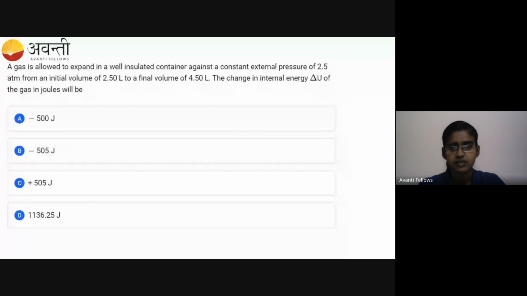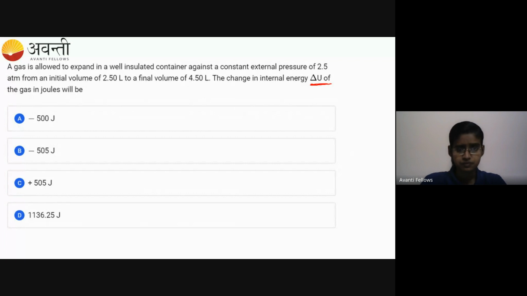A gas is allowed to expand in a well-insulated container against a constant external pressure of 2.5 atmospheric pressure from an initial volume of 2.5 liter to a final volume of 4.5 liter. The change in internal energy of the gas in joules will be. What we have to find out? We have to find out delta U. So how to find out delta U?